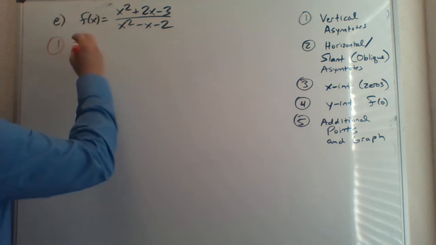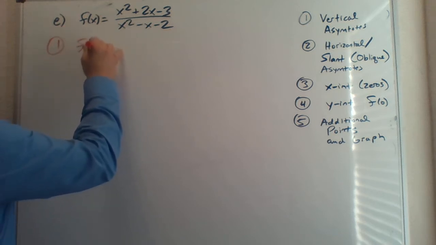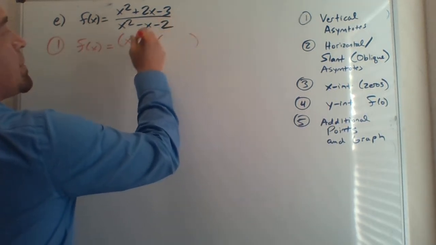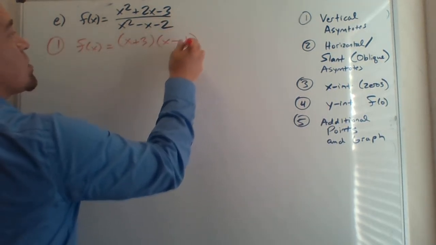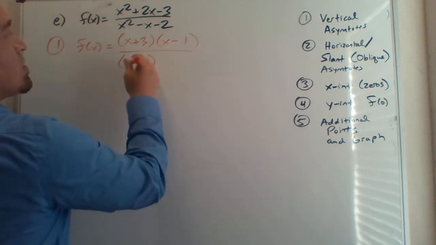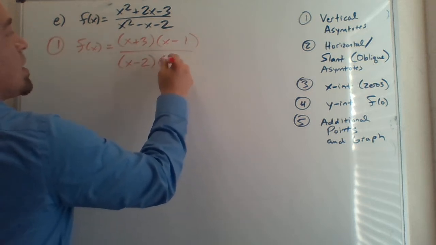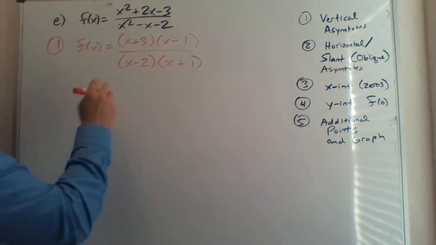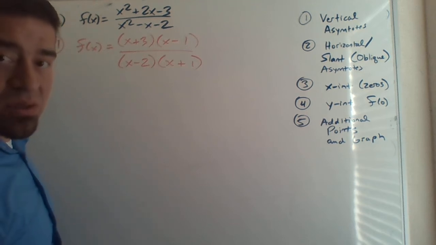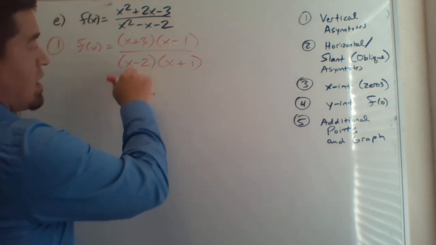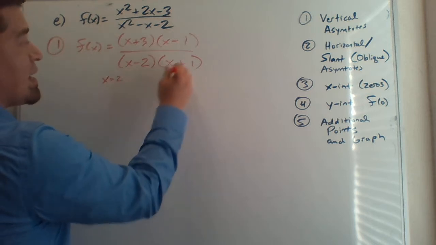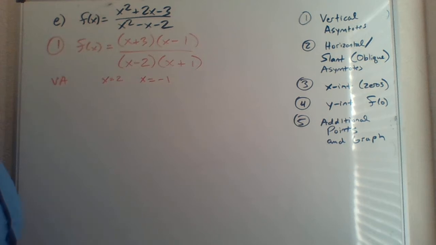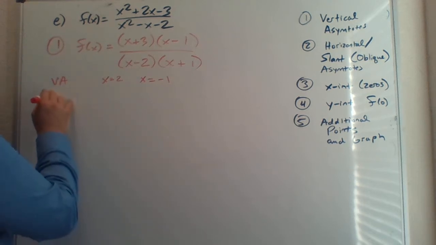Part of step 1 is to go ahead and factor when you can. So the top actually factors to x plus 3, x minus 1. And the bottom actually factors to x minus 2, x plus 1. And from here, I can tell the vertical asymptotes, what makes the denominator equal to 0, is x equals 2 and x equals -1. These are my vertical asymptotes. Okay, so step 1 is done. We're going to move on to step 2.